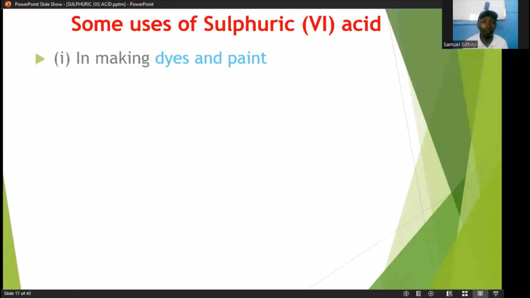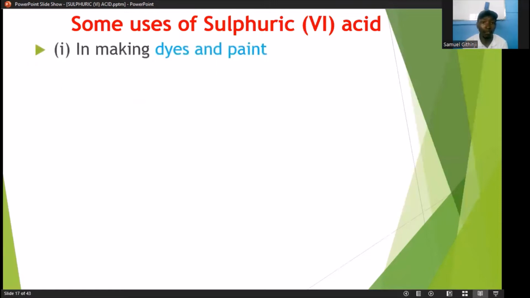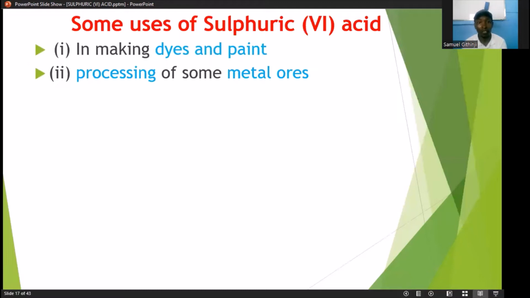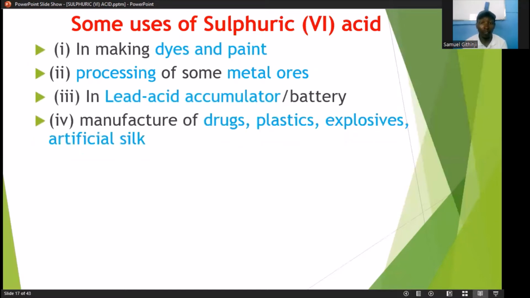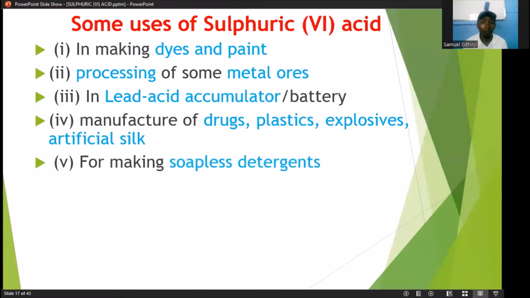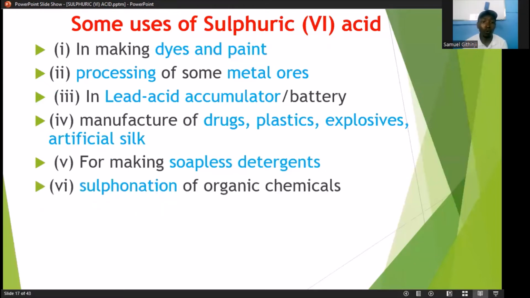Moving on, some uses of sulfuric 6 acid. It can be used to make dyes and paints, can be used to process some metals, be it etching metals, processing metals, etc. It can be used to make the lead acid accumulator, the car battery. It can be used to manufacture drugs, plastic, explosives, artificial silk, among others. It can be used to make soapless detergents, like what in Kenya we call Omo, be it Toss, be it any other soapless detergent.